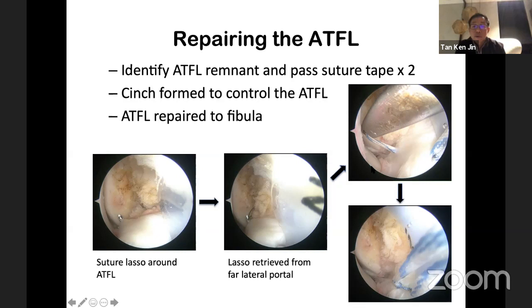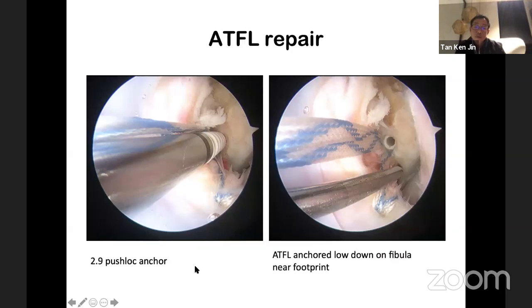Once it's pulled across, you put in a suture retriever from the lateral portal and retrieve the other two from the far lateral portal. Once you have that, you have four of these suture tapes coming out from the lateral portal, and you loop them together to form a cinch around the ATFL. Here you see a cinch being formed around the ATFL. Once you've got that cinch, you can use a knotless anchor and really get down low, near the footprint of the ATFL, near the tip of the malleolus, and you pull the ATFL tight and anchor it into the lateral malleolus.